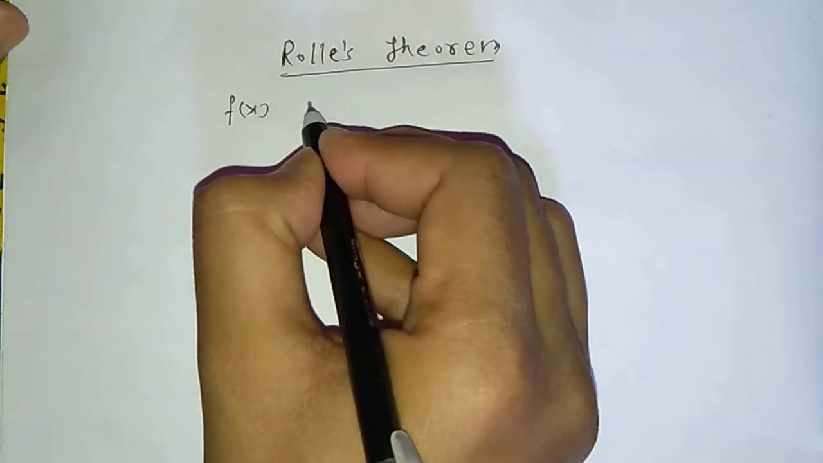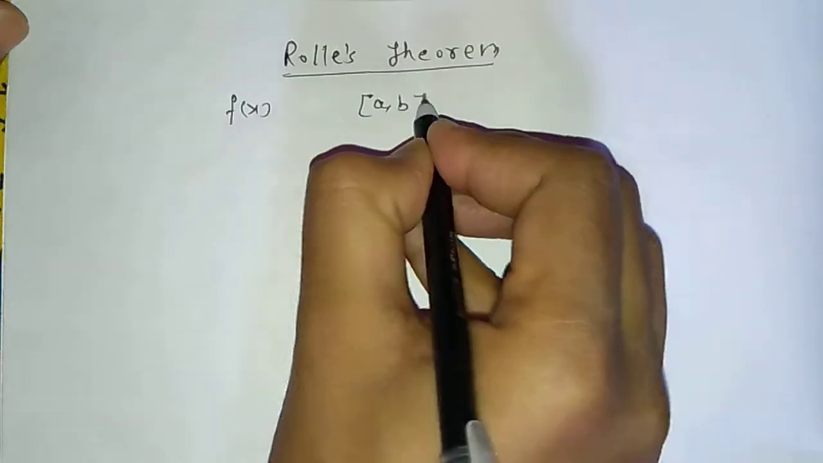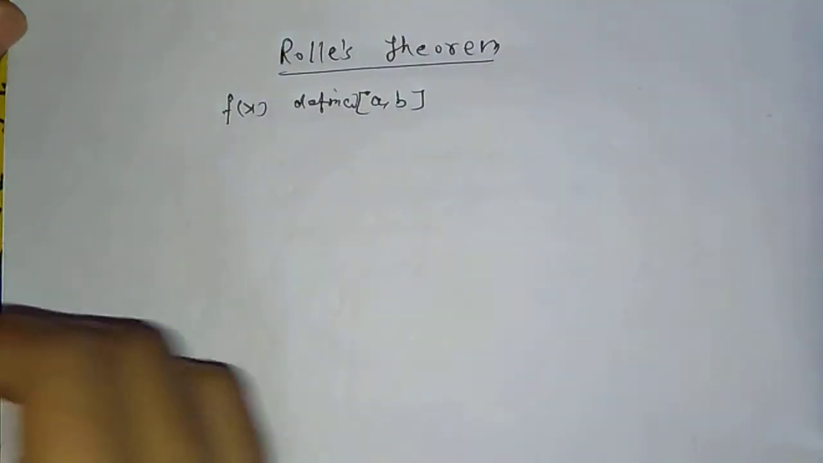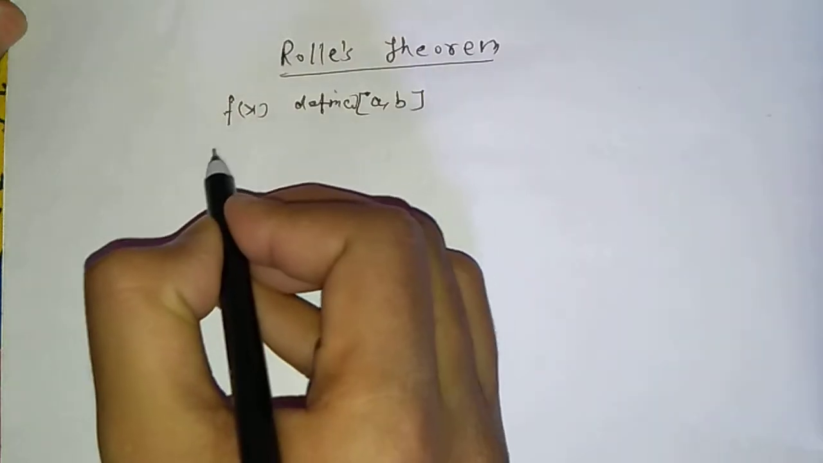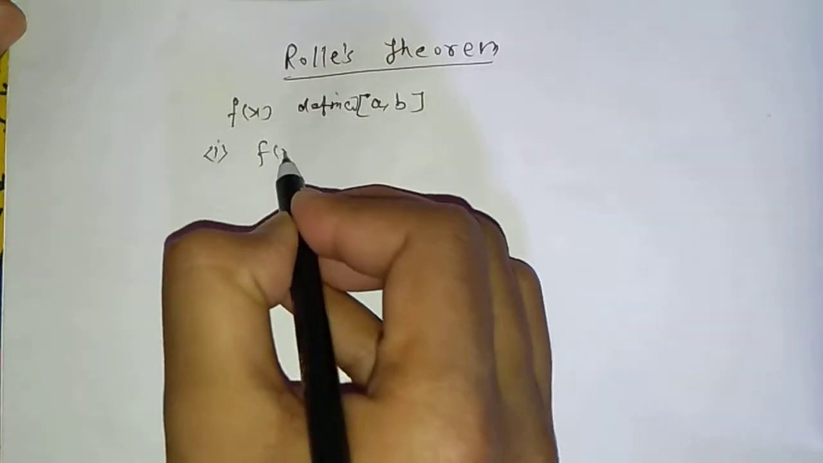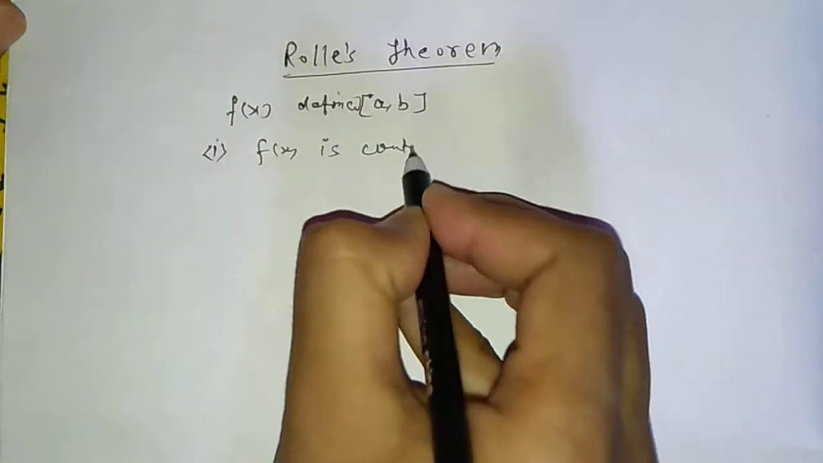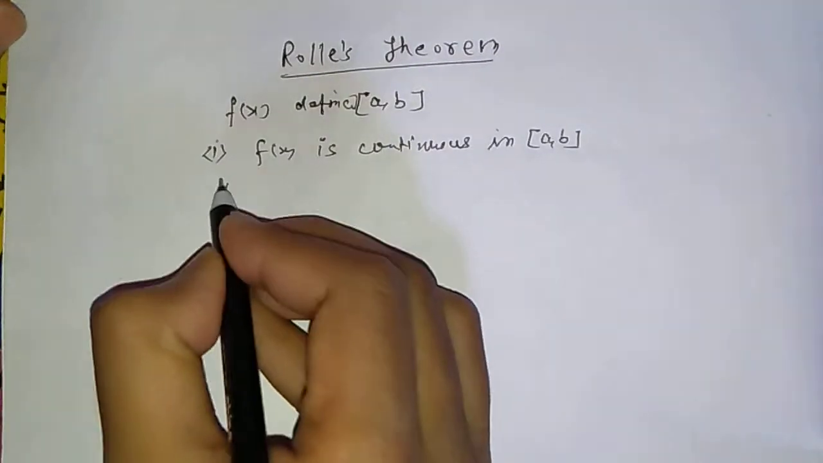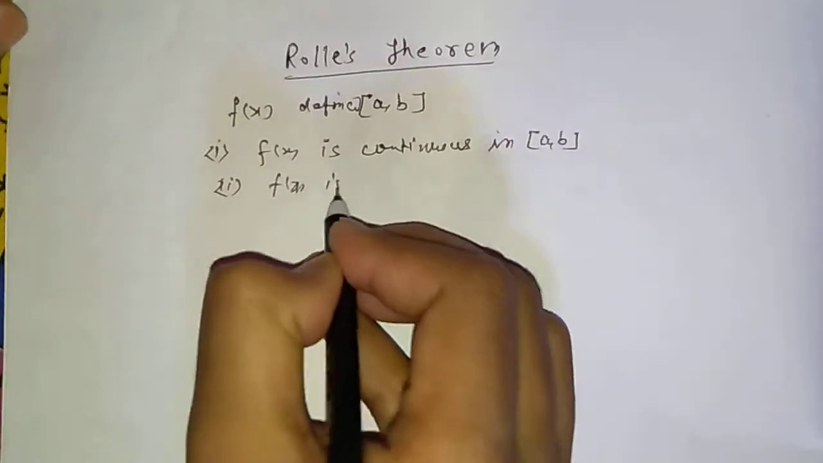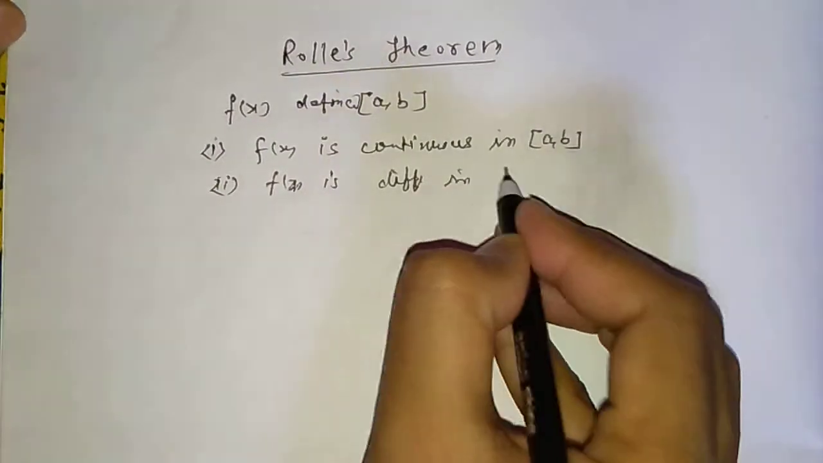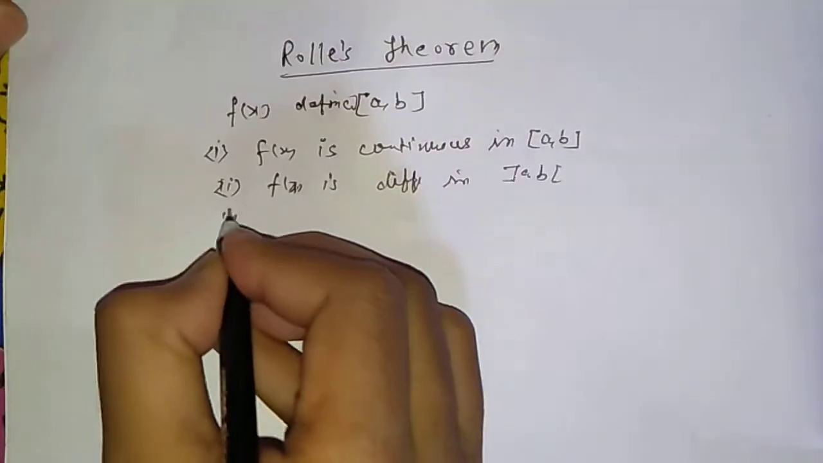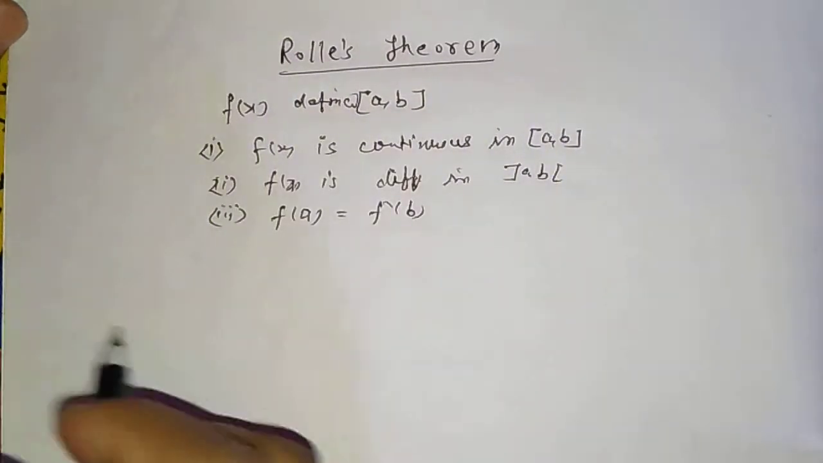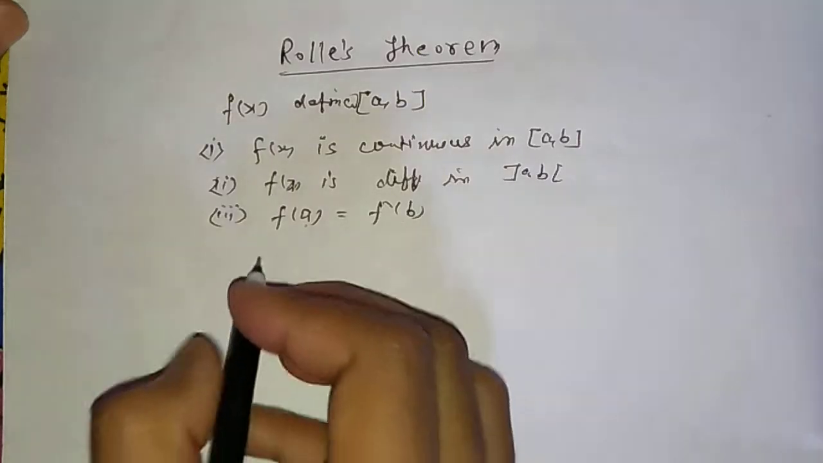Let f(x) be a function which is defined on the closed interval [a, b], and it satisfies the given three properties. First, f(x) is continuous in the closed interval [a, b], and f(x) is differentiable in the open interval (a, b). In the third property, f(a) is equal to f(b), that is, the function values at the endpoints must be equal.